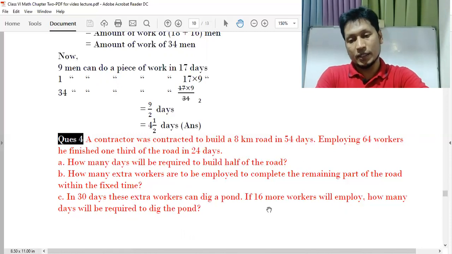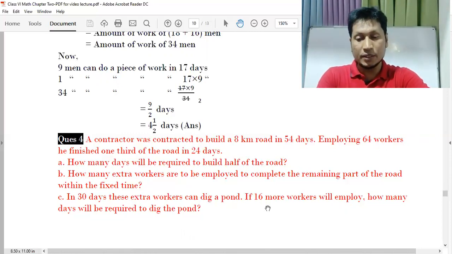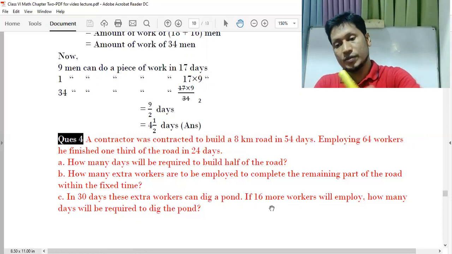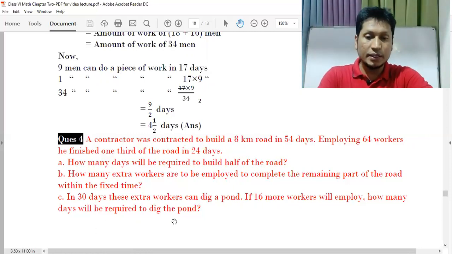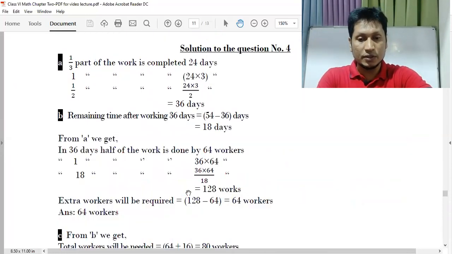That is, if the contractor employs 16 more workers, then how many days are needed to dig the pond? In part C, we will do this. So let us go to the solution part.